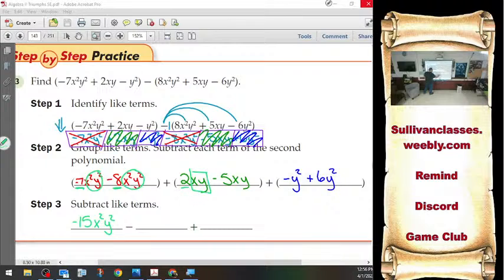2 things minus 5 things is negative 3 things. Write the xy. What number is in front of this y squared? 1. So what is negative 1 plus 6? Negative 1 plus 6. You owe me $1, you find $6 laying around. 5. You're up 5.